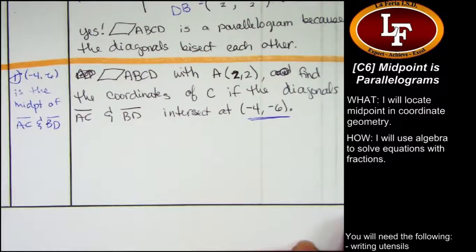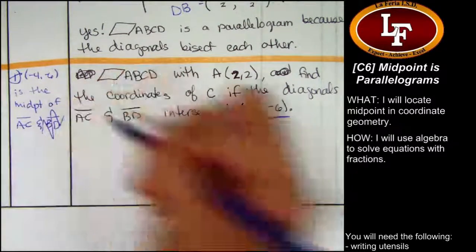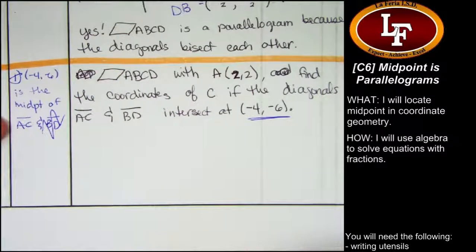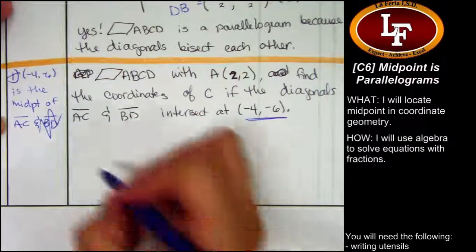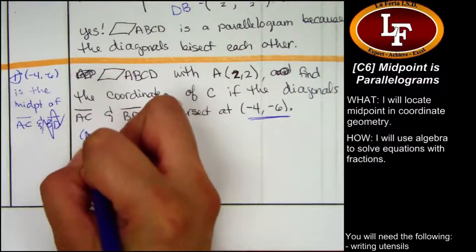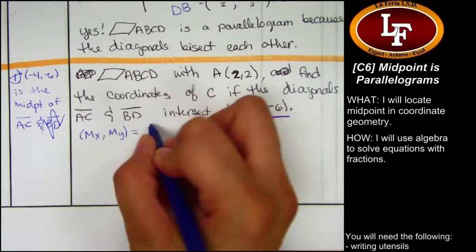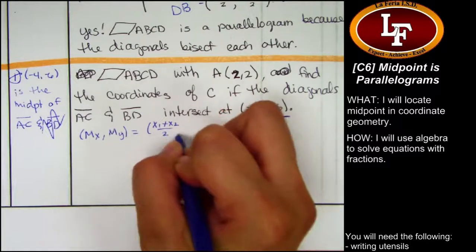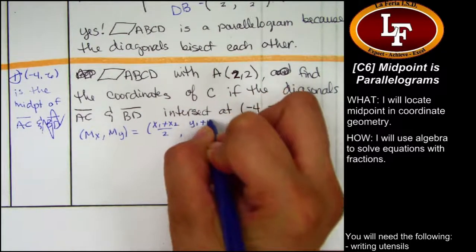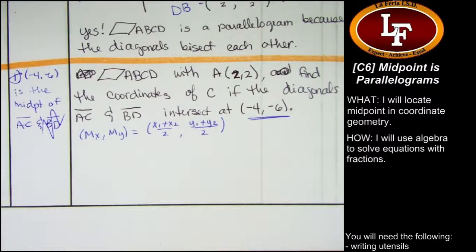With that, I can start to calculate what I'm missing. I'm given A, which means I don't really care anything about BD. I'm going to look at line segment AC. Because our formula states that my midpoint is given by adding the x coordinates together and dividing by 2, and doing the same to the y coordinates, I can substitute what I know.